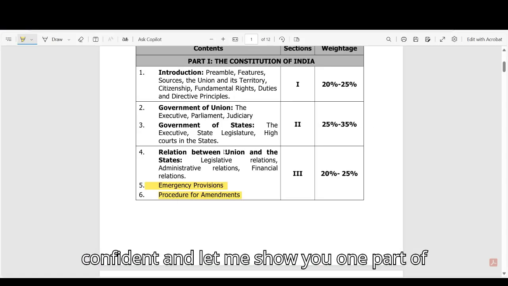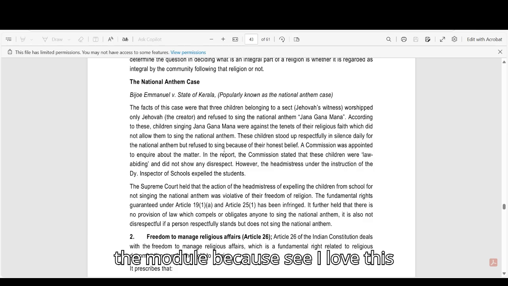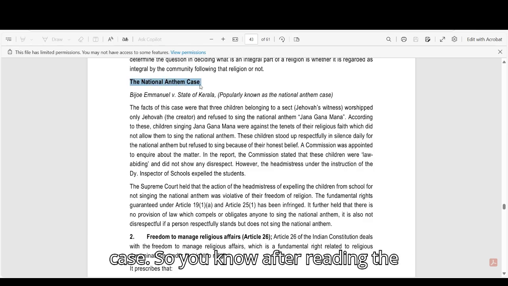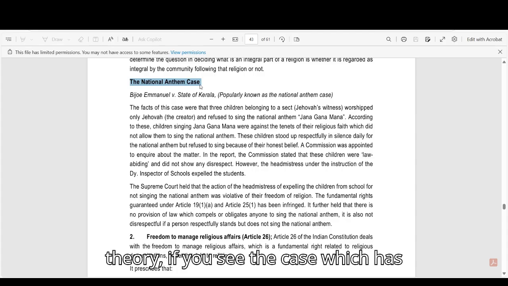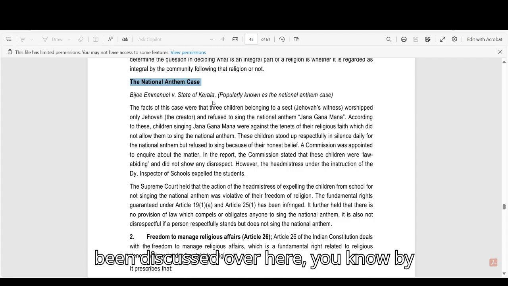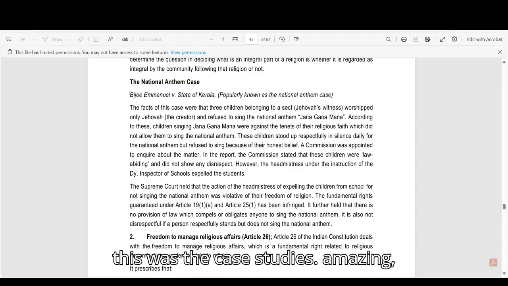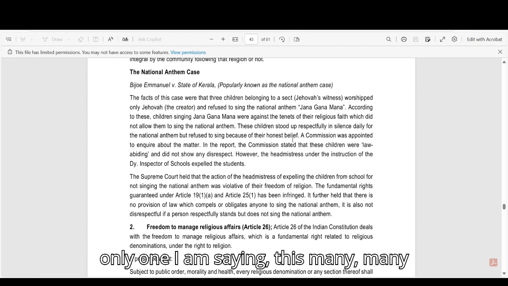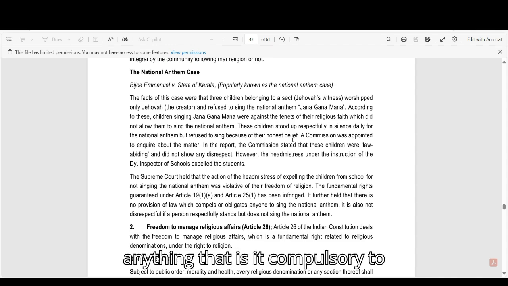And let me show you one part of the module, because I love this personal favorite, the national anthem case. After reading the theory, if you see the case being discussed over here, amazing case studies have been given. Not only one, many things. This caught my attention like anything.